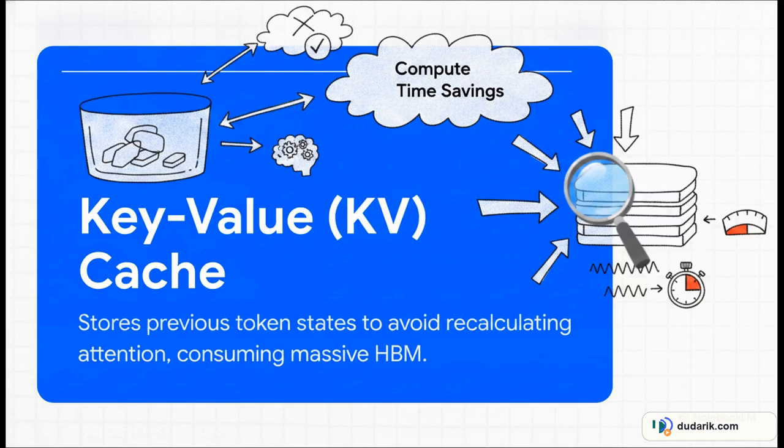But unfortunately, in these long chain of thought sequences, storing all those previous token states just eats up massive amounts of GPU high bandwidth memory. This accumulation directly increases your decoding latency and strictly caps the number of requests you can process at once.